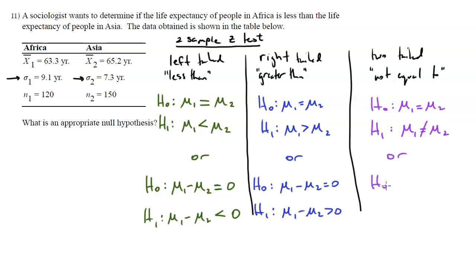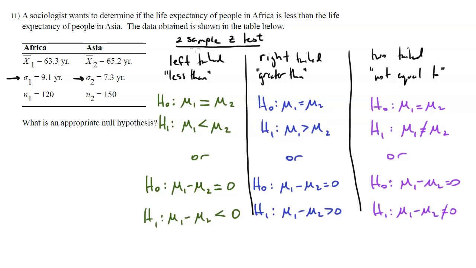Or the third, two-tailed, not equal to: mu1 minus mu2 is 0. The alternative hypothesis would say mu1 minus mu2 is not 0. It's something other than 0, whatever it is.